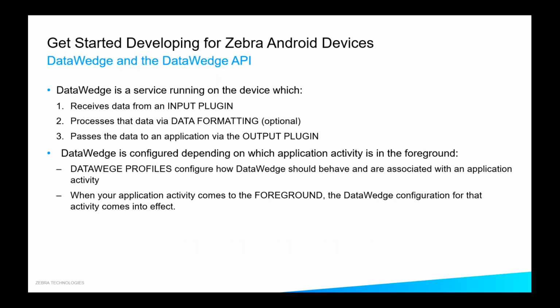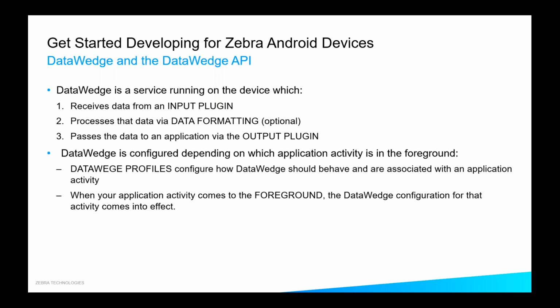So DataEdge, like I say, is a service which runs on the device, and you can think of it as a pipeline where you have various inputs into DataEdge. For example, the barcode scanner is the most used input, and they're called input plugins. Then there's an optional processing stage, what we call data formatting, that you perform on the data within the DataEdge service itself, and then how your application gets that data is defined through the output plugin. So input, format the data, output to your application. And all of those are defined in the DataEdge configuration, and we call this a profile.